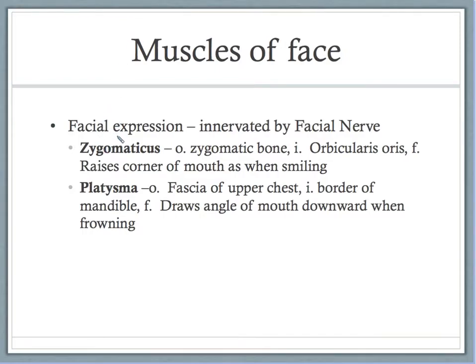Your last couple facial expression muscles are one, your zygomaticus, which originates at your zygomatic bone, inserts at your orbicularis oris, again, on your mouth, functions to raise the corner of the mouth. This allows you to smile. So zygomaticus makes you smile. And then your platysma originates at the fascia of the upper chest, inserts on the border of the mandible. So if it originates at the chest and inserts near the mandible, it's going to pull your mouth downward when you frown. So if you can frown, that's your platysma functioning there.